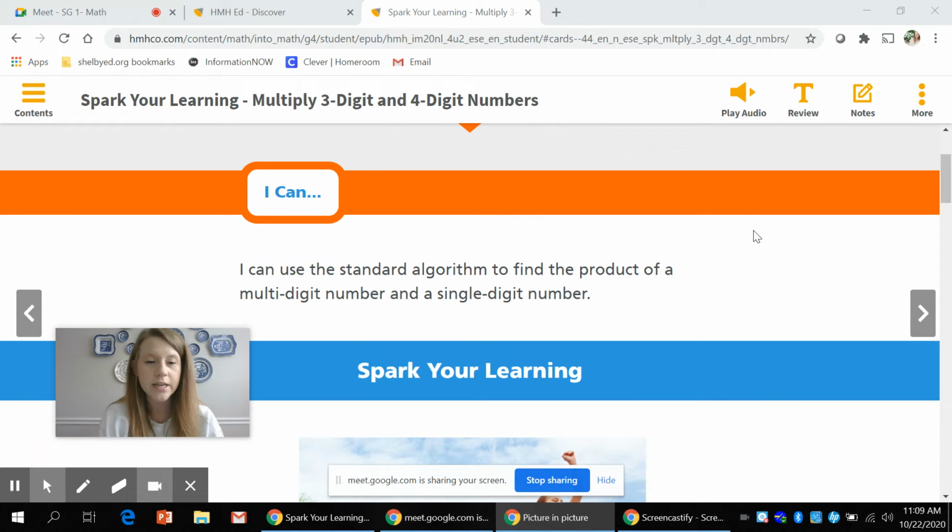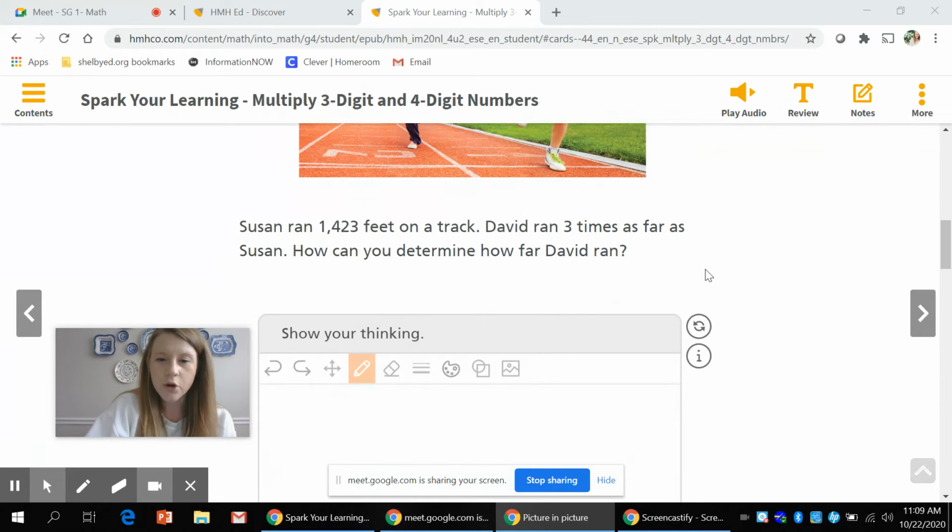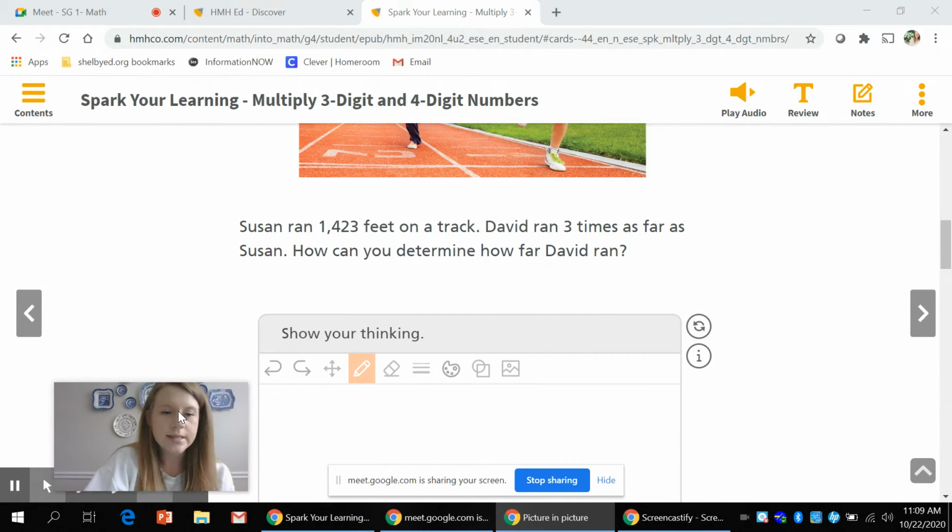So we've already learned the standard algorithm for addition and subtraction, and now we're going to learn it for multiplication. This is just another strategy that you can use when you're multiplying. So you could still use the open area, you could still use expanded form, distributive property, okay? But this is just a new strategy for you to have in your back pocket to use.